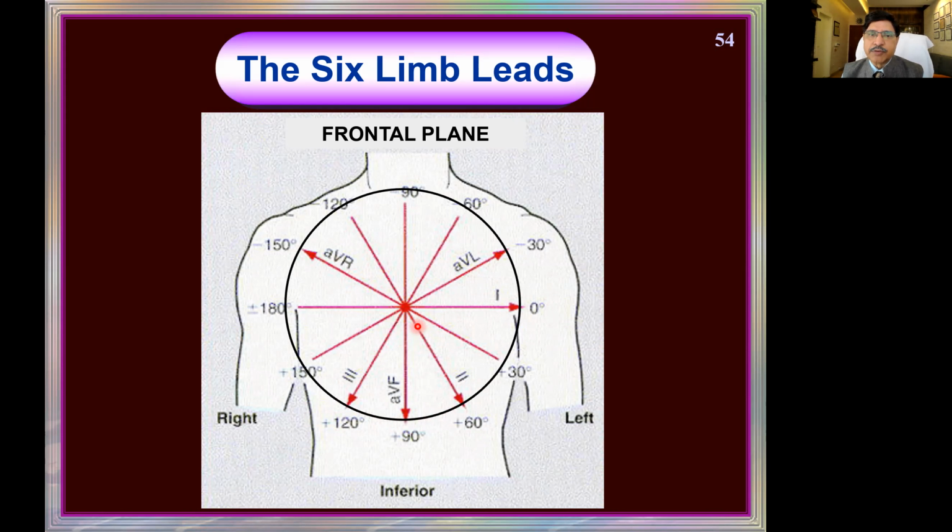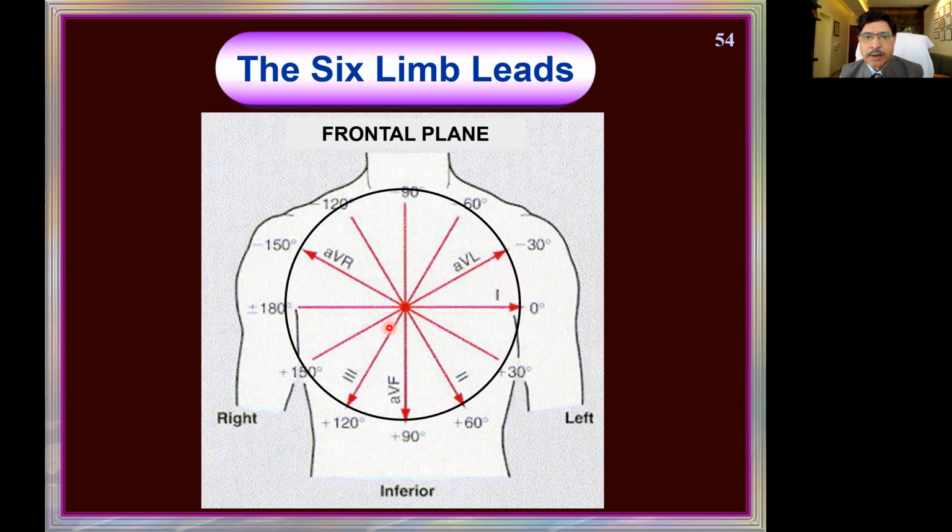L1 is a positive deflection. AVL is a positive deflection. The L2 lead is 60 degrees. Then AVF is exactly straight and vertical, a lead perpendicular to the AVL. The foot being positive, any inferior current will produce a positive deflection here. So L2, AVF, AVL and L1, these will tell us where most of the heart will be.